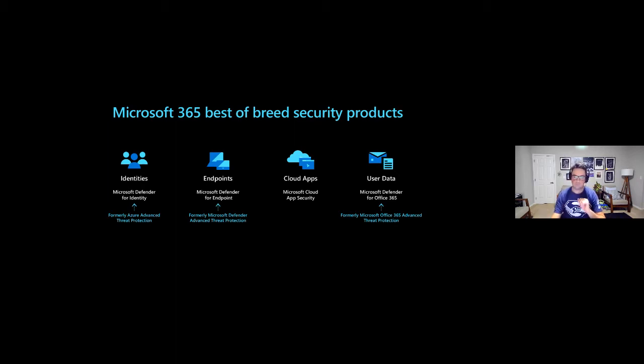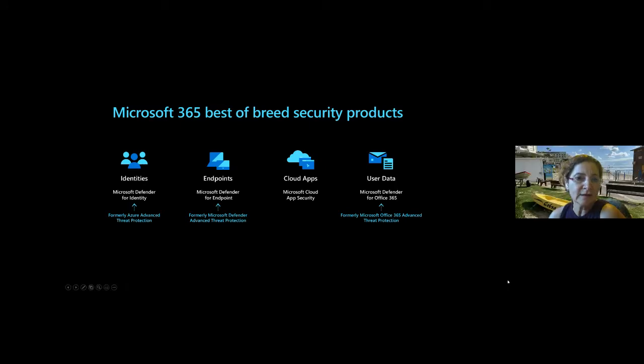So earlier on, we had point products for these areas. We have Microsoft Defender for Identity, which is formerly named Azure Advanced Threat Protection. That's our product for covering Active Directory traffic and searching for or covering credential theft, lateral movement, and identity compromise attack scenarios. Then we have Microsoft Defender for Endpoint, which is our endpoint security solution. This is what was formerly named Microsoft Defender Advanced Threat Protection. This covers the entire security stack, prevention, detection, investigation, and response for all of the organizational endpoints.